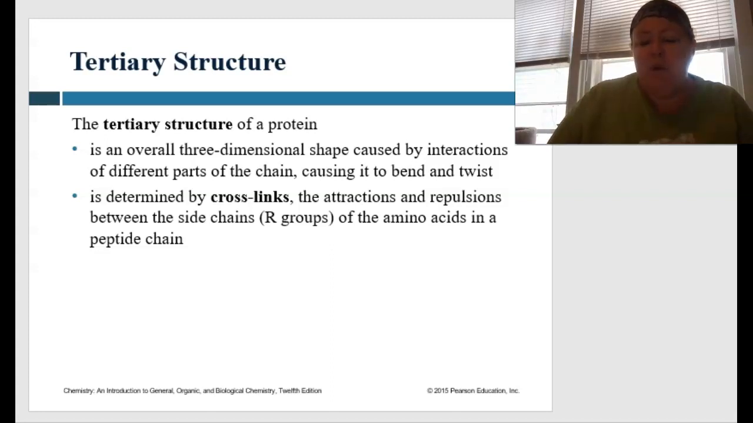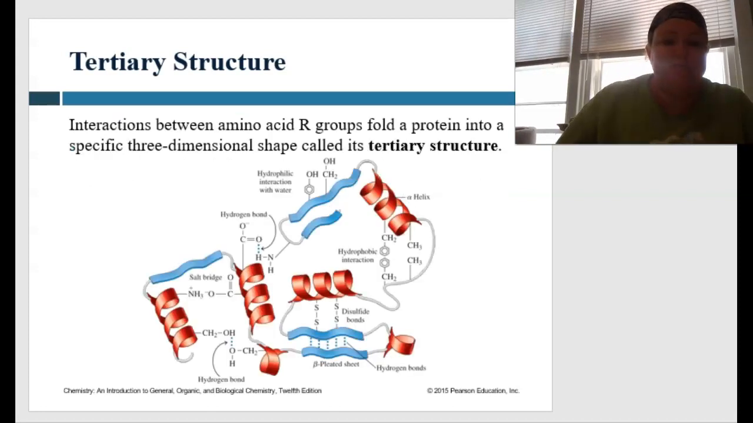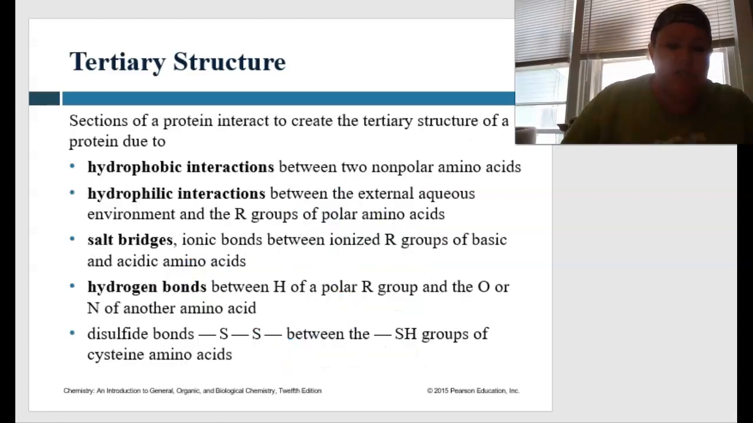Okay. And proteins can become functional at the tertiary structure. For example, myoglobin only stops at the tertiary structure. It does not go on to have a quaternary structure. And so proteins can start to become active at that tertiary structure. And so again, the interactions between the amino acid side chains, or the R groups, fold a protein into the specific 3D shape, and that is called the tertiary structure.